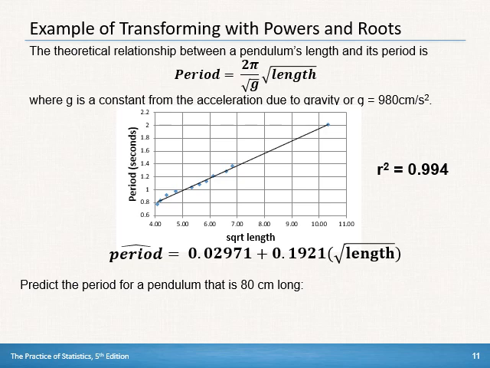And so now let's use this prediction model, the least squares regression model, to predict what the period would be for a pendulum that is 80 centimeters long. So pause the video and calculate that.